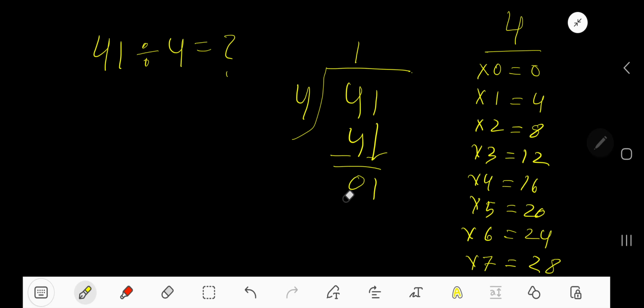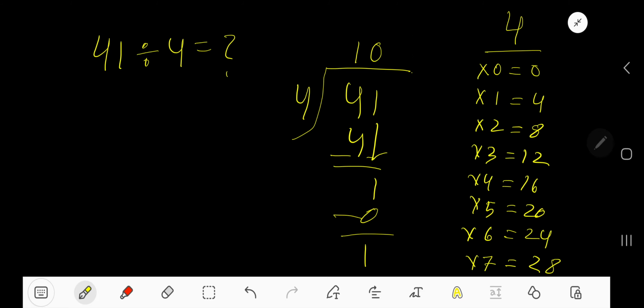Subtract, 0. Bring down another digit, 1. So 4 goes into 1 zero times, as 1 is less than 4. So 0 times 4 gives you 0. Subtract, 1. This 1 is our remainder. So our answer is 10, remainder 1.